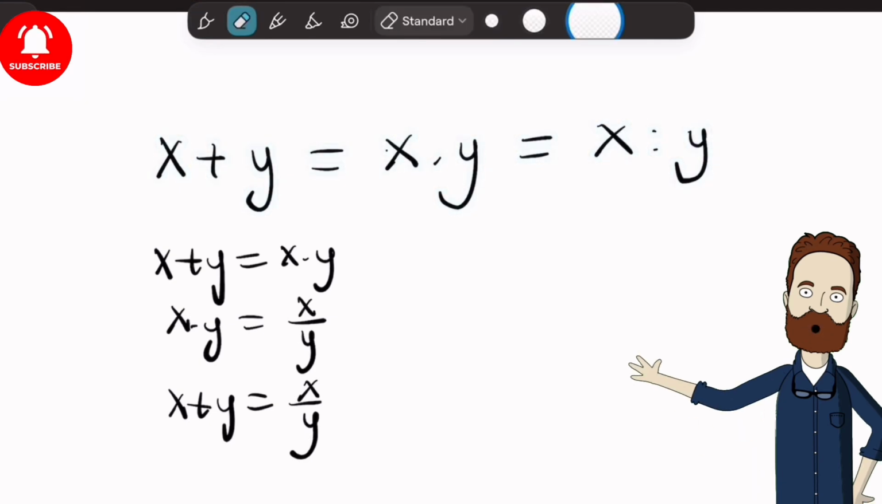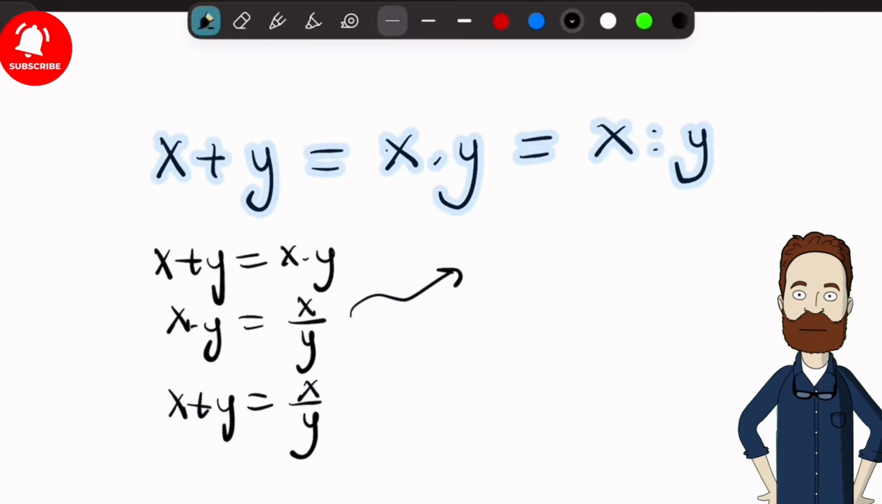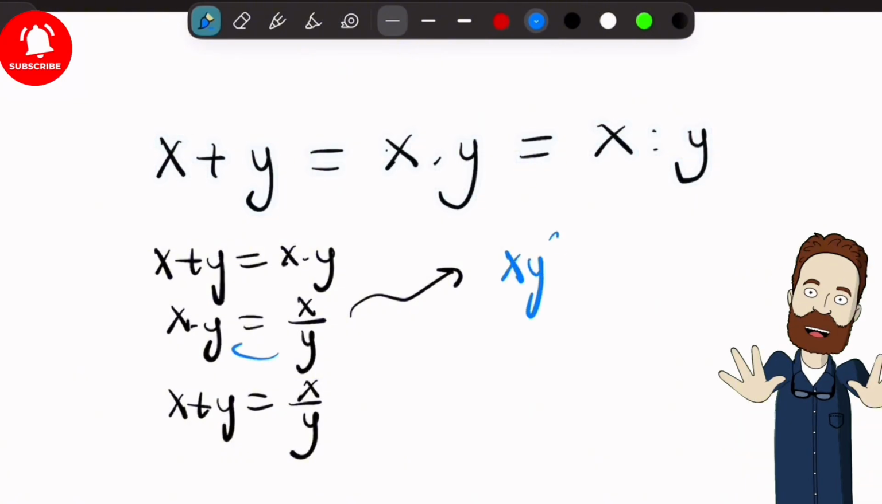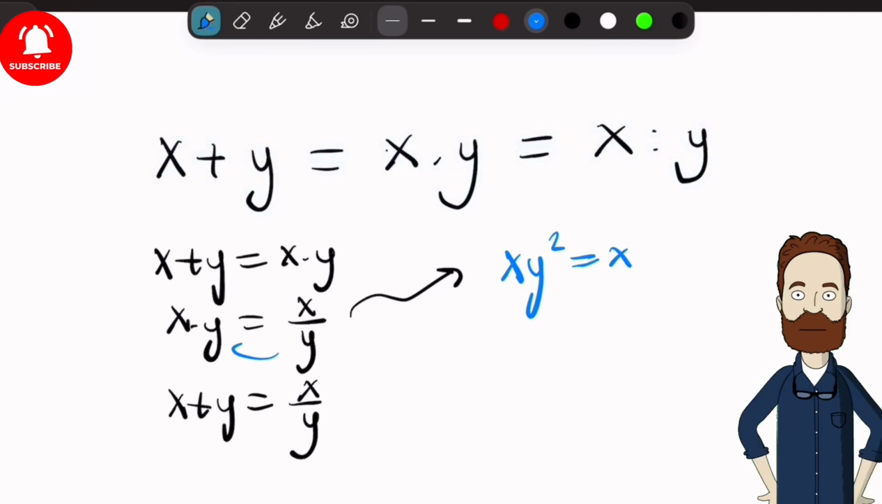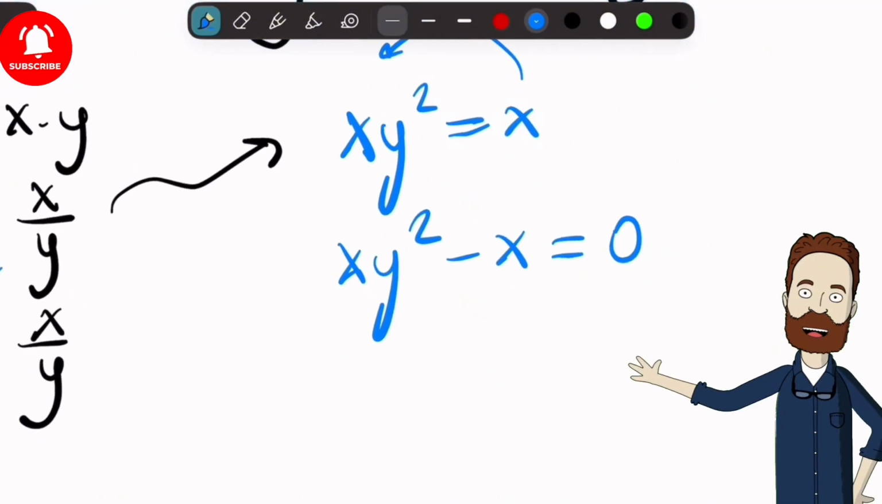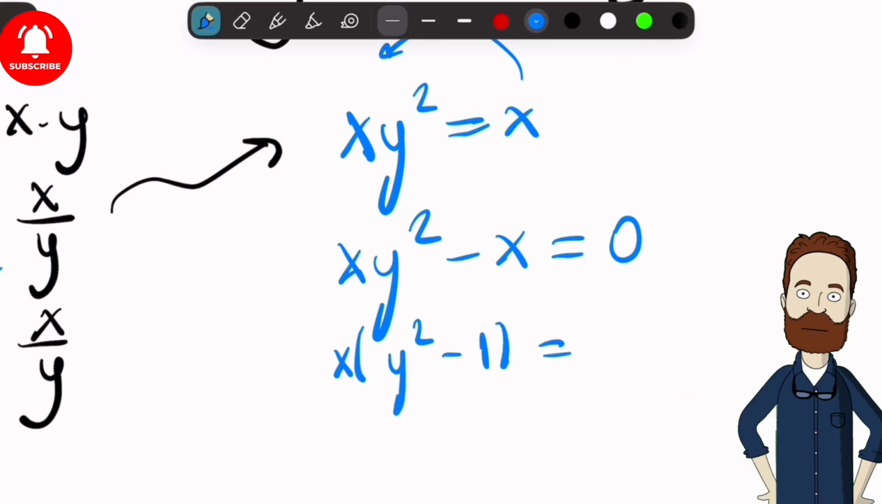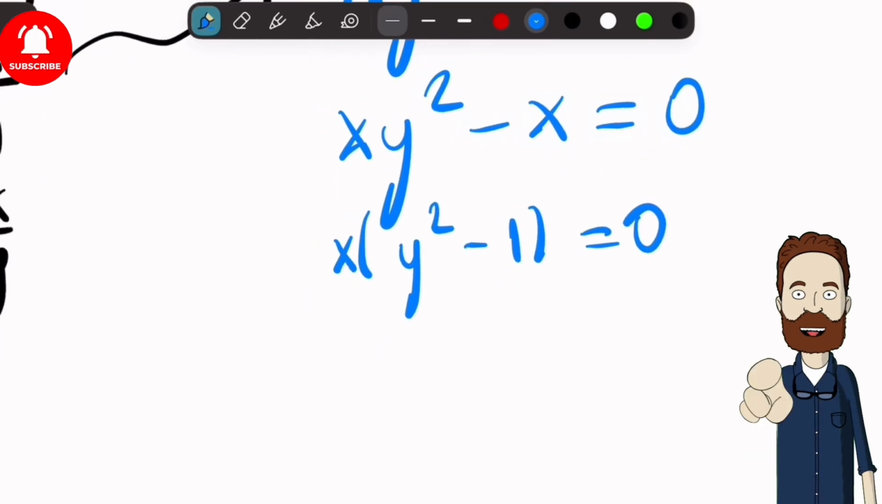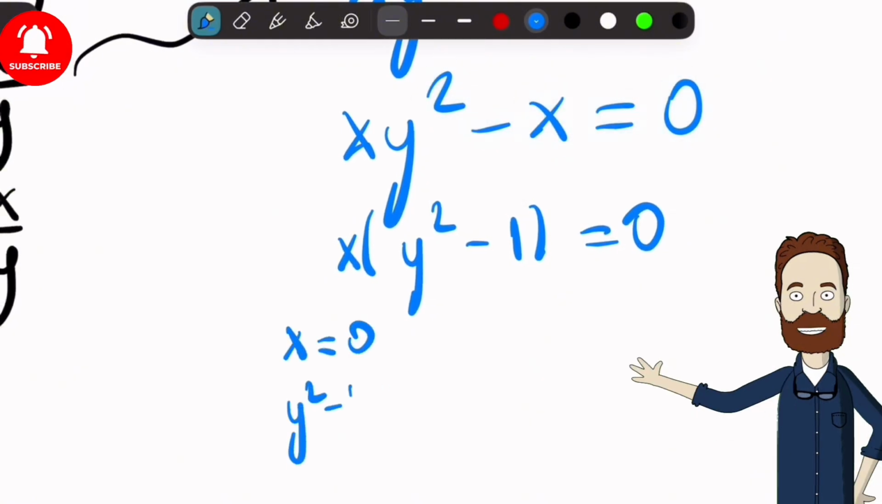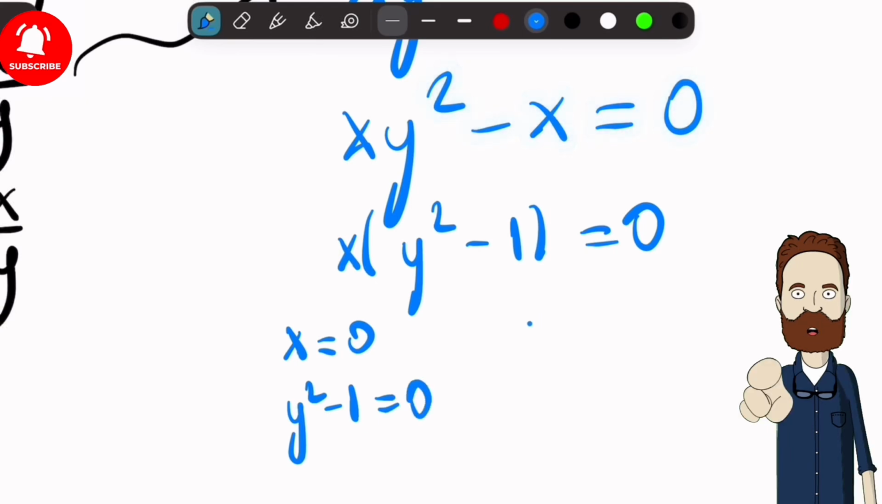Right here, we can solve the problem by taking x times y. If we multiply by y, we get x times y squared. Let's just send x to the other side: x times y squared minus x is equal to 0. We can take the common factor out in brackets, so x times (y squared minus 1) is equal to 0. What will this tell us? Either x is 0, or y squared minus 1 has to be 0, which means y is plus or minus 1.